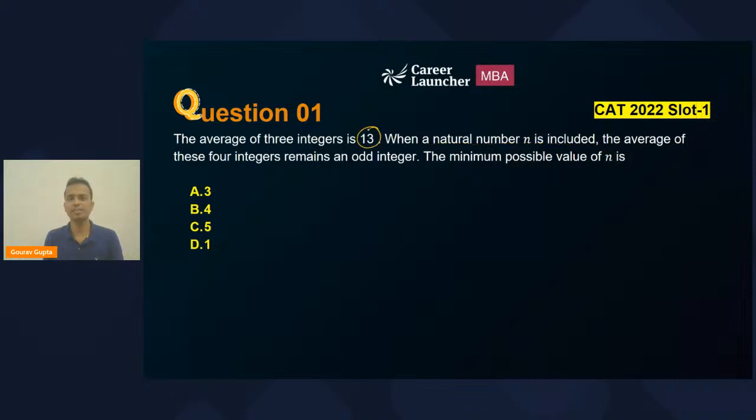Okay. Now the average of three integers is 13 already, right? When a natural number n is included, the average of the four resulting numbers remains an odd integer. What is the minimum possible value of n? So let's say, among the options, the minimum number is 1. Let me assume that the new number that is added is equal to 1. Now, what is the difference between 13 and 1? The difference is 12. So I can say that the new number is 12 less than the original average. This difference will be equally divided among the four resulting numbers, and hence the average will drop by 3.